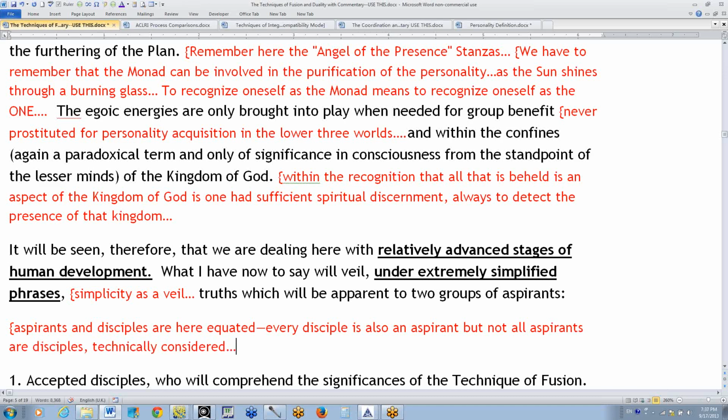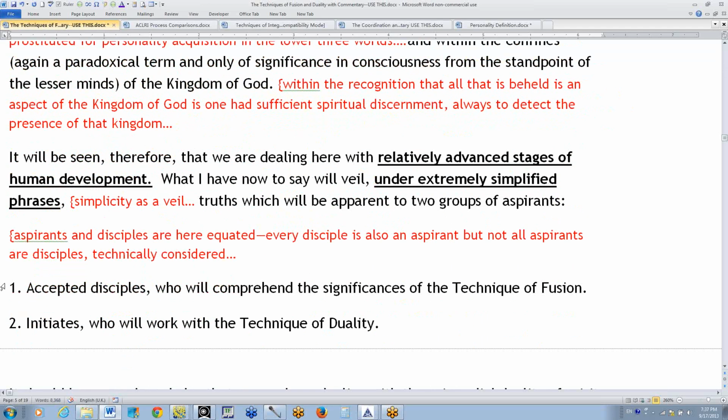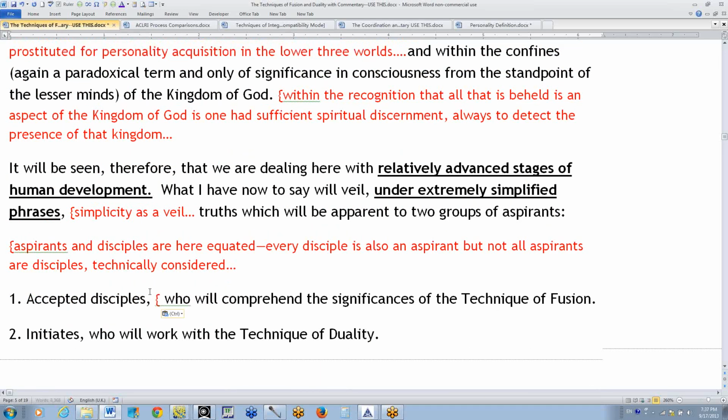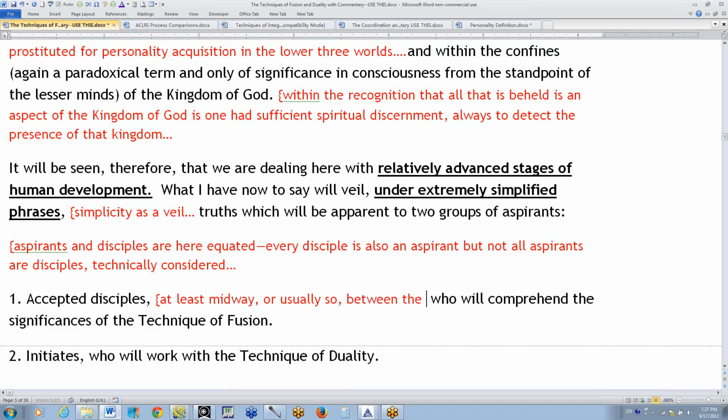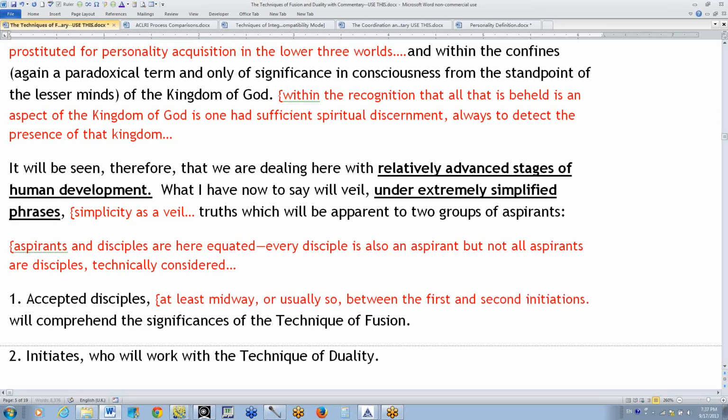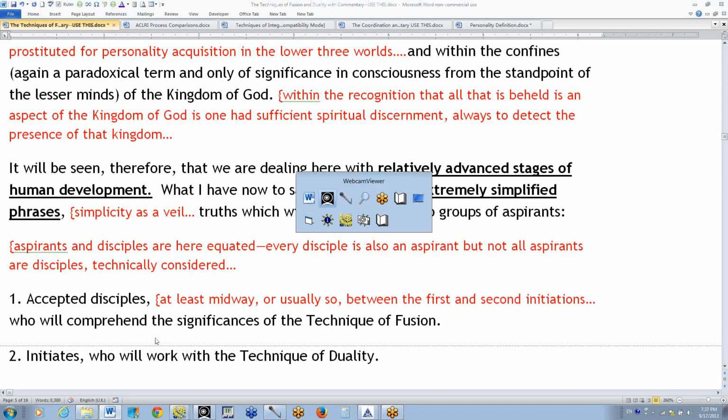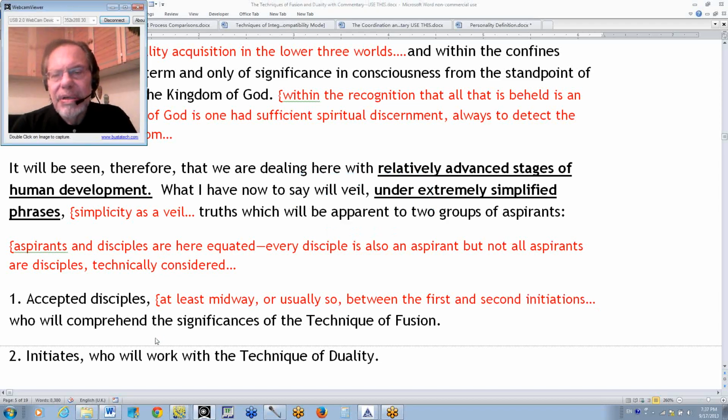So, who are they here? There are accepted disciples who will comprehend the significance of the technique of fusion. So, accepted disciples, at least midway, or usually so, between the first and second initiations. At least that. But acceptance can come later. It is a question of the relationship between the master and the disciple.